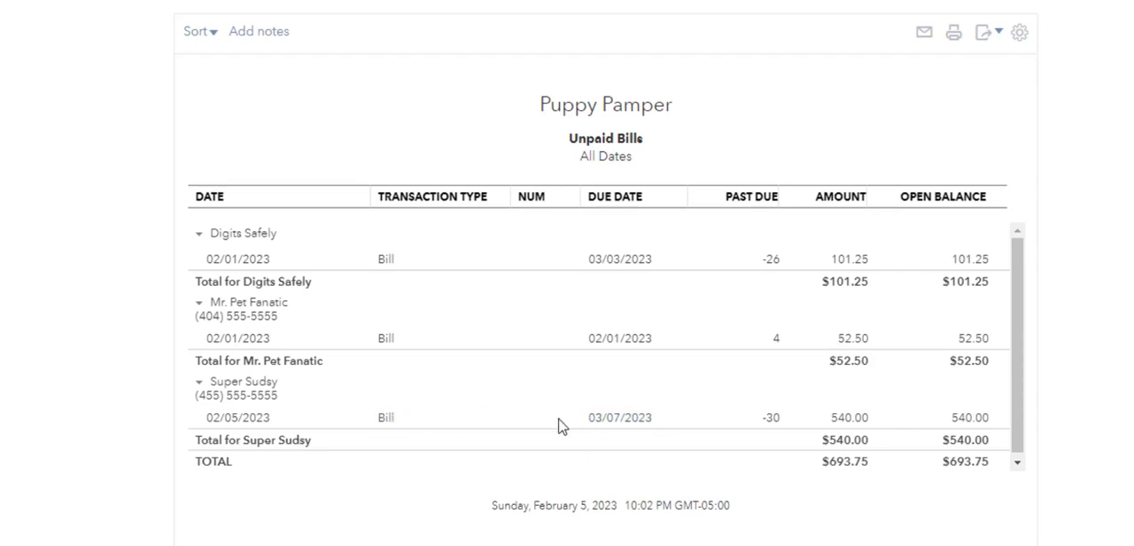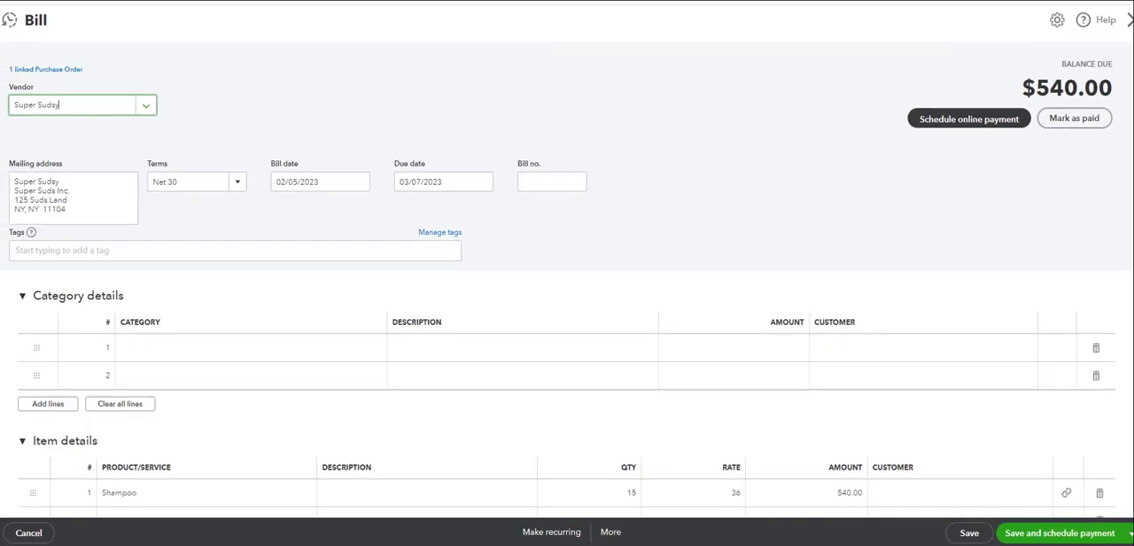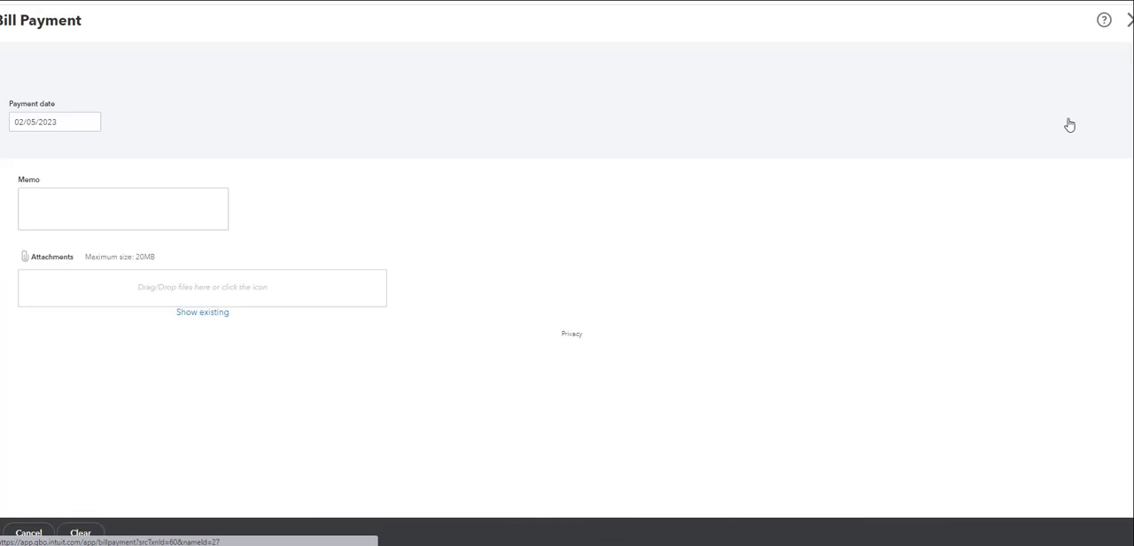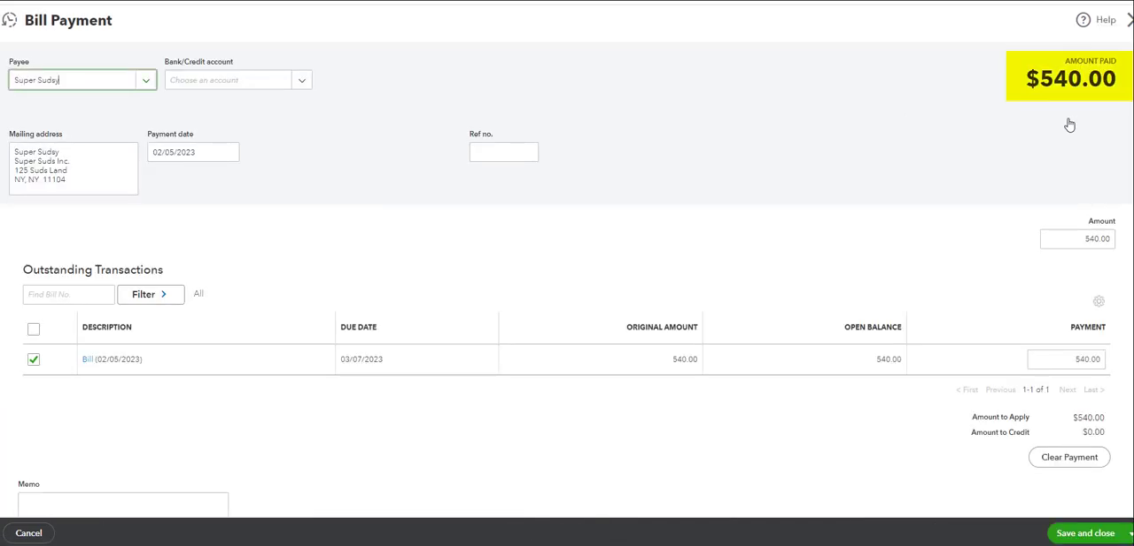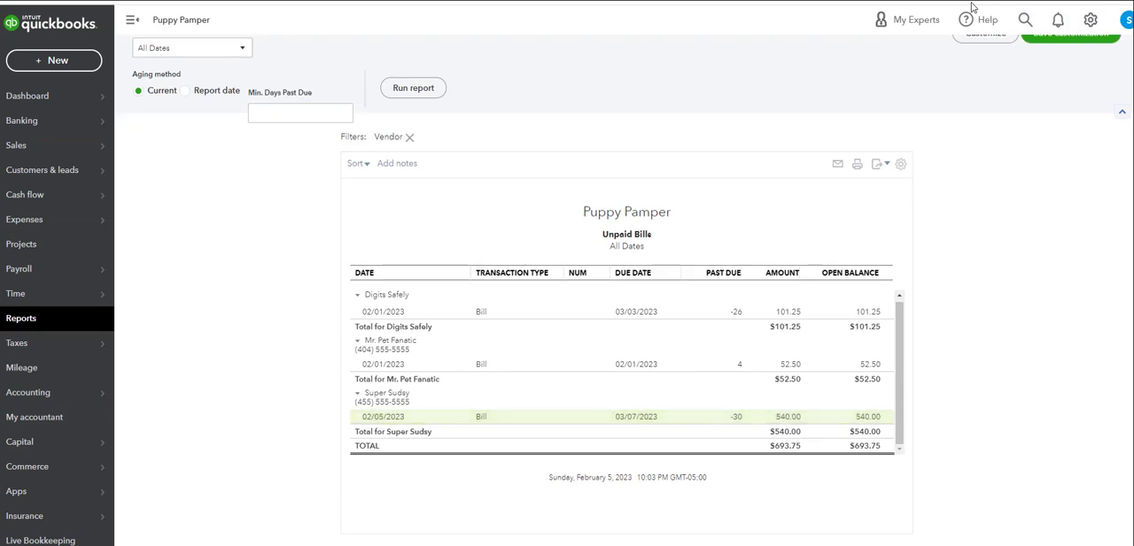But let's go ahead. Let's pull up the bill. And here we would mark it as paid. Now this isn't paying the whole purchase order. It's just paying this bill. It's not paying the whole 720. All right, I'm going to mark it as paid. So now it's paid. Let me know if you have a question.